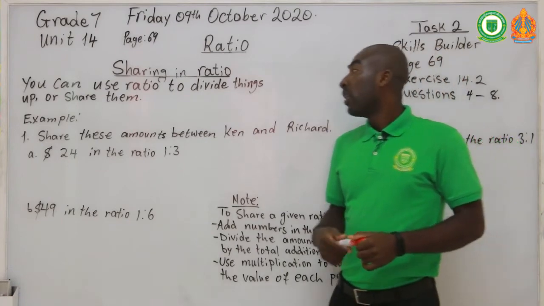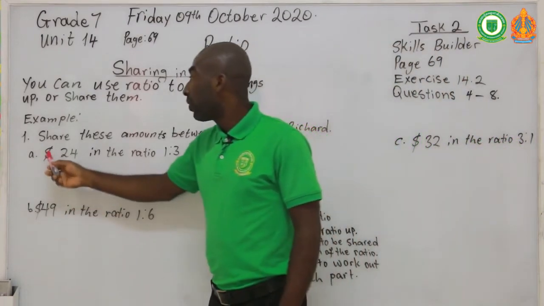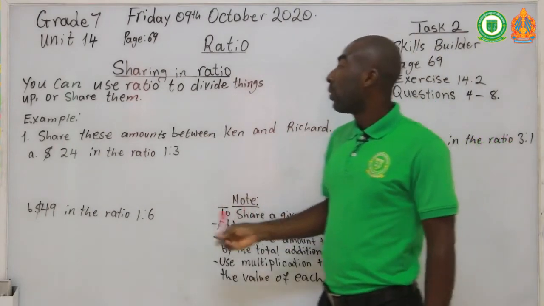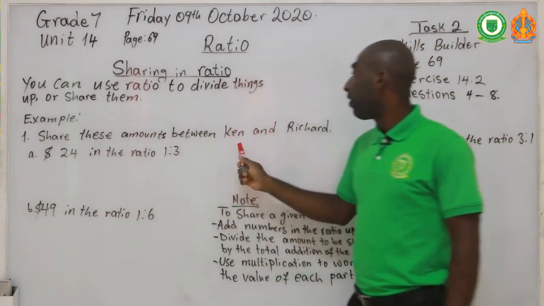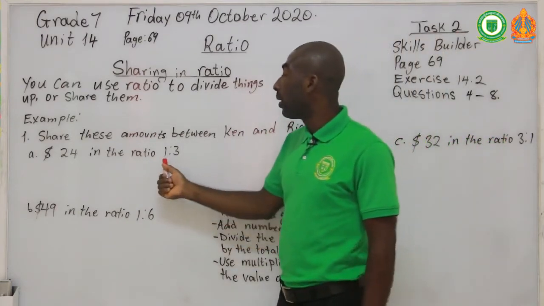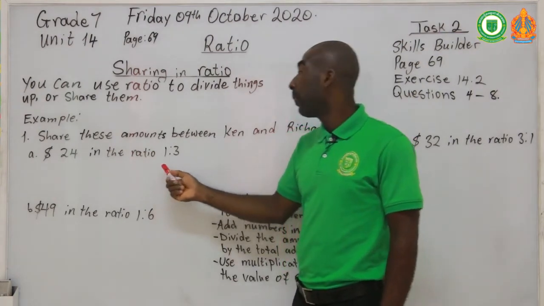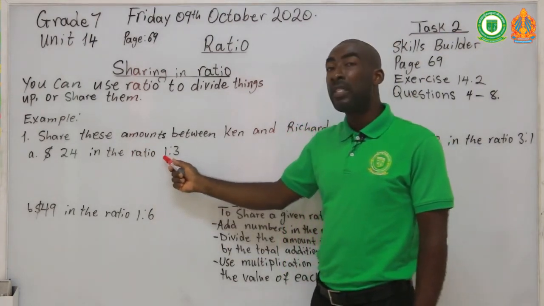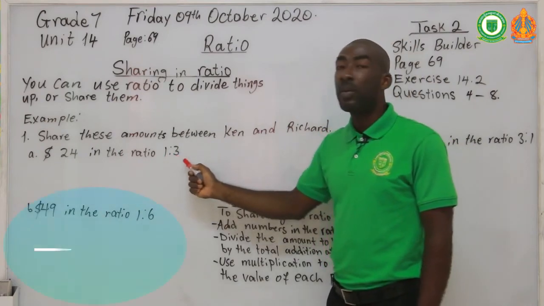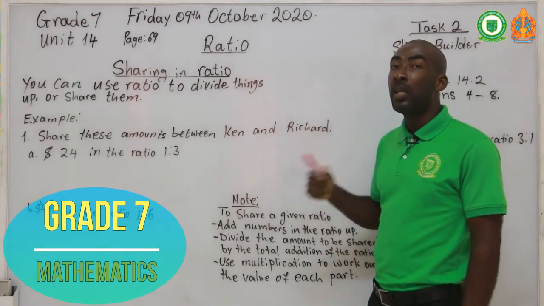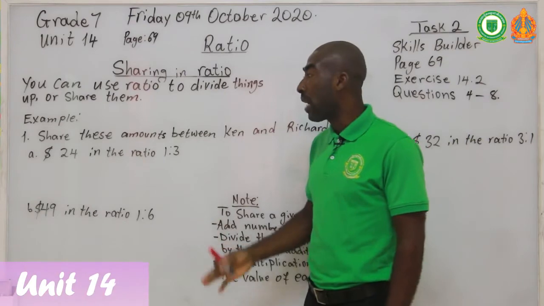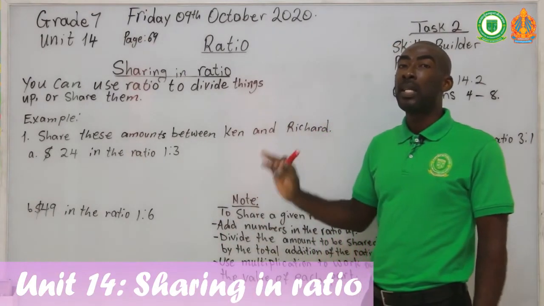So the example that we have is that we're supposed to share these amounts between Ken and Richard. Ken is mentioned first and then Richard is mentioned second. That means whenever you come to your ratio, the first number that you find here goes for Ken, and then the second one goes for Richard. So that is how you identify your ratio at all times in respect to the statement that was given.